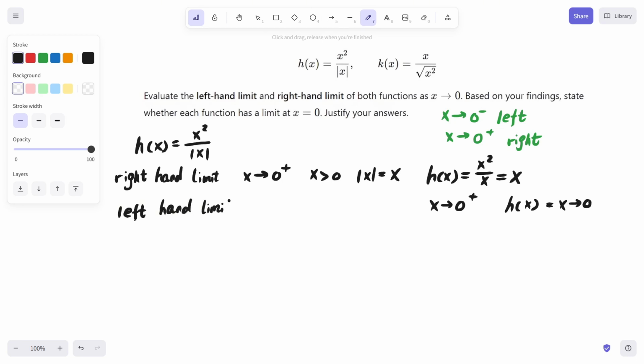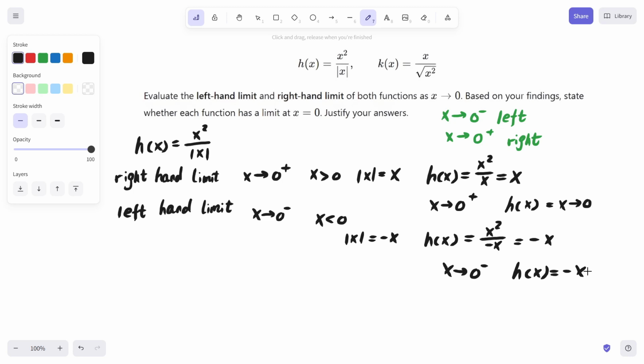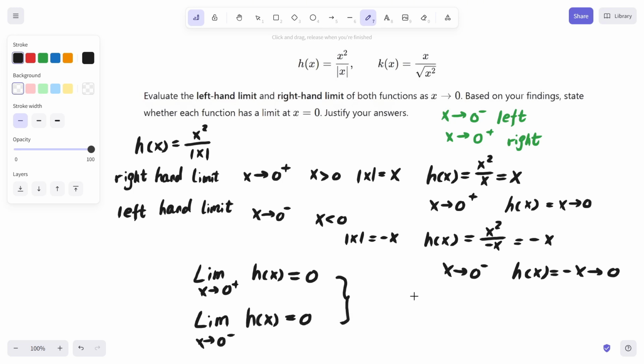Now, let's approach 0 from the left side, meaning x is slightly less than 0. In this case, because x is negative, the absolute value of x becomes the opposite of x, or negative x. So now, h of x becomes x squared divided by negative x, which simplifies to negative x. And again, as x approaches 0 from the left side, this negative x also approaches 0. So from both sides, left and right, the function value approaches 0. Therefore, we can say that the overall limit of h of x as x approaches 0 does exist, and it equals 0.